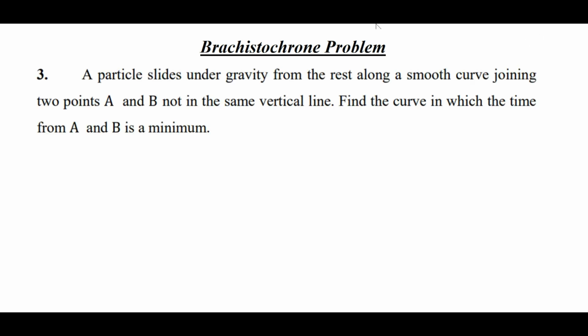So now in this problem, a particle slides under gravity from the rest position along the smooth curve joining the 2 points, capital A and capital B, not in the same vertical line. That is, the particle moves along the curve. So we need to find the curve in which the time taken from the point A to B is minimum.